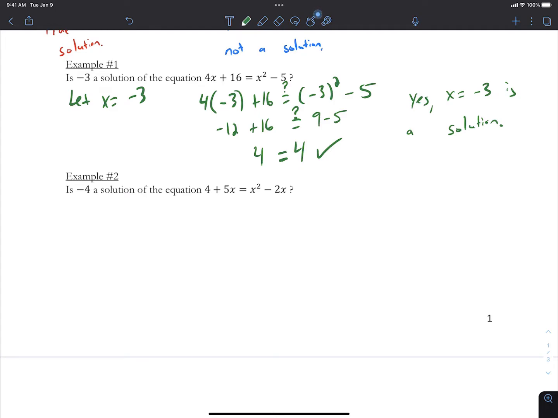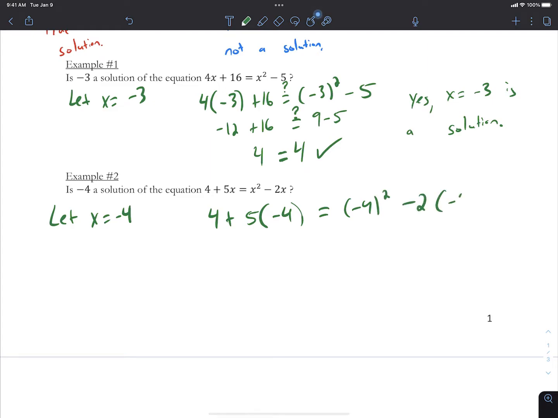So example 2 is very similar. It says, is -4 a solution of the equation 4 plus 5x equals x squared minus 2x? I just want to point out that I'm using the variable x a lot, but this would be the same process if it was an f instead of x, or a g, or any other letter that you wish. So we're going to let x equal -4. I'm going to plug this in. So I would have 4 plus 5 times -4 equals -4 squared minus 2 times -4.